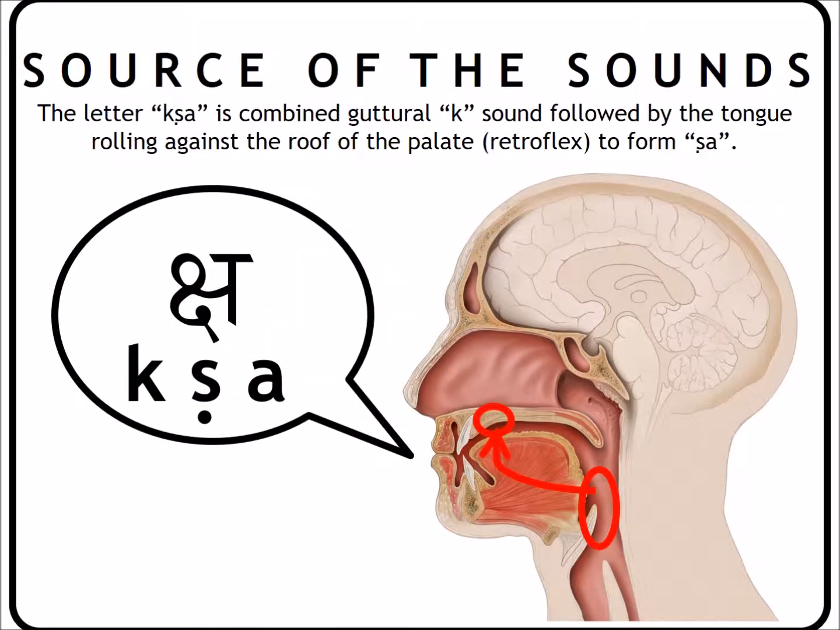So as a reminder of where the sounds are produced from, we have ka, which is a guttural sound, combined with the retroflex sha sound to get ksha, ksha. Sometimes Sanskrit teachers will use the word action as an example of the ksha sound, but it's not the best example because the sha in action is palate based, whereas the sha in ksha is retroflex. So to properly pronounce this letter as ksha, ksha.